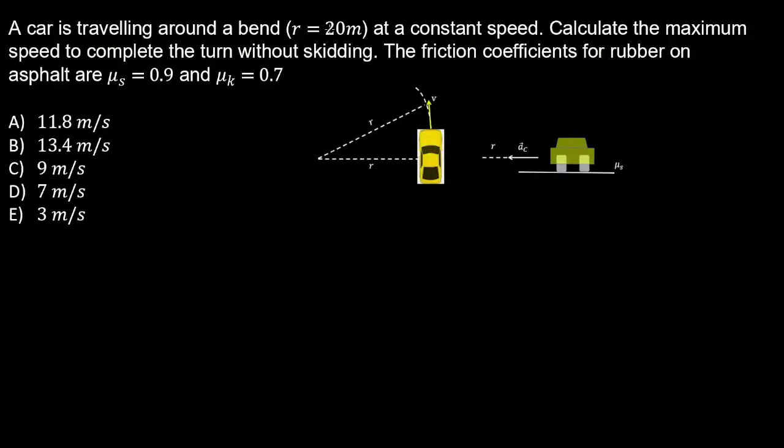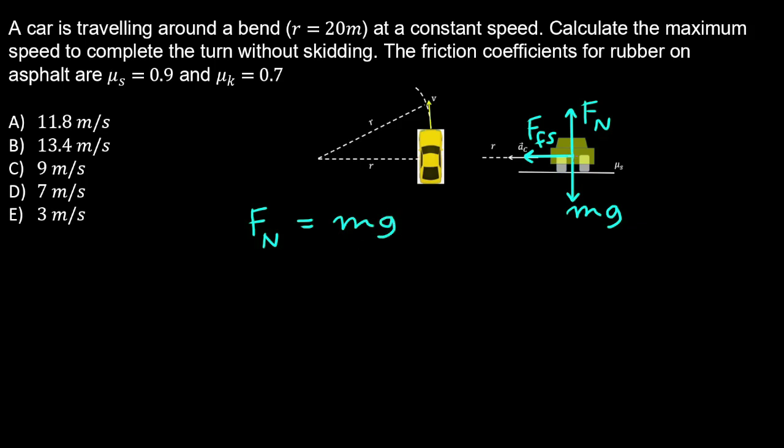A car is travelling around a bend with a radius of 20 meters at a constant speed. Calculate the maximum speed to complete the turn without skidding, and the friction coefficients are given below. So taking a free body of the car, we have the force of weight being the mass by the gravitational acceleration, and the normal force and the static friction force provides the centripetal acceleration. So applying Newton's first law in the vertical direction, we have the normal force is equal to the force of weight.